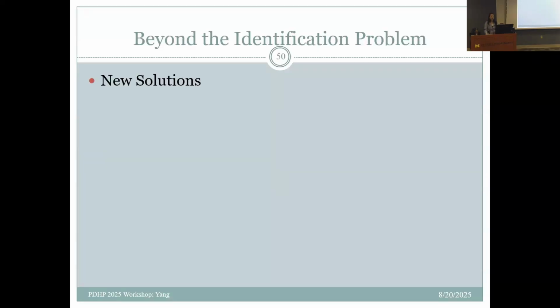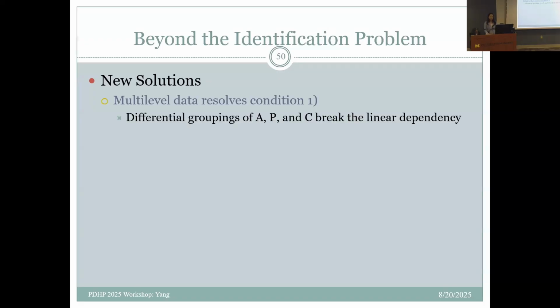Now, the data structure as such helps us understand where we could go in terms of getting new solutions to the linear models problem. Recalling the two conditions inducing the identification problem I just talked about: first is the linear dependency between the three variables; the second is their linear relationship to y. So we have multi-level data here that resolves condition 1. The differential time interval lengths of the three variables break the linear dependency.